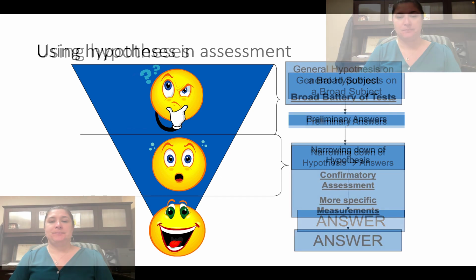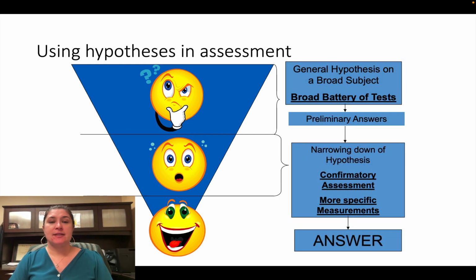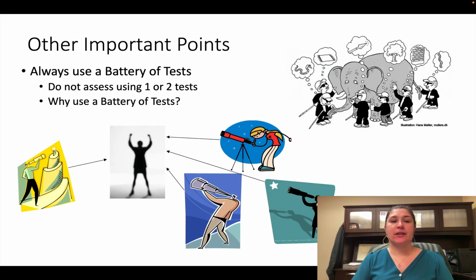With the general hypothesis of a broad subject, we want to use a broad battery of tests, get our preliminary answers, and then narrow down our hypothesis and get more confirmatory assessments or more specific measurements so that we can get the overall answer. It is very important to always use a battery of tests, which means using multiple tests that measure the same domain, because if you don't use a battery of tests, you might be getting a margin of error that you're not recognizing. When you use multiple of them, you're going to reduce the amount of error that you're receiving.